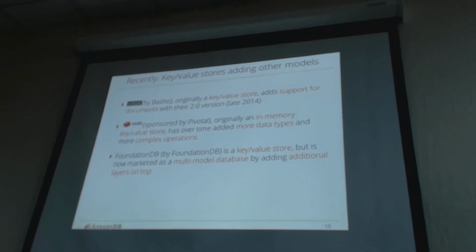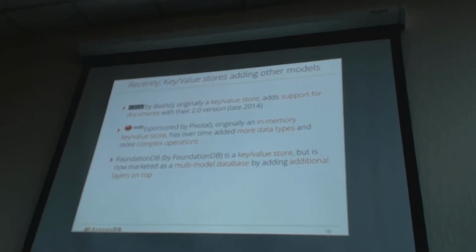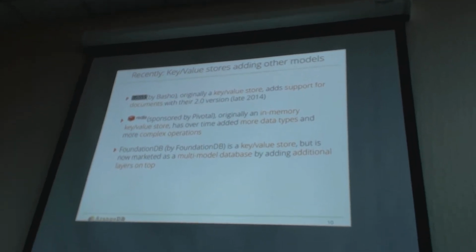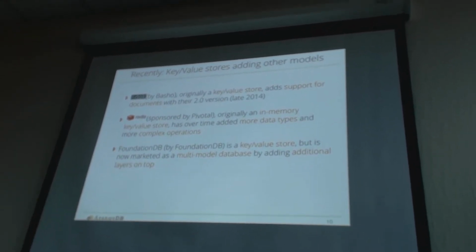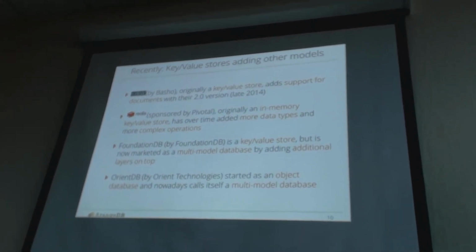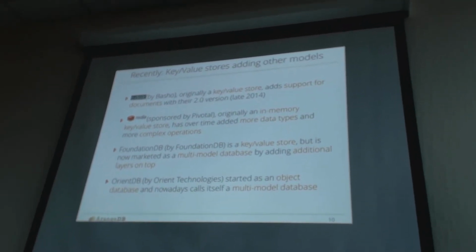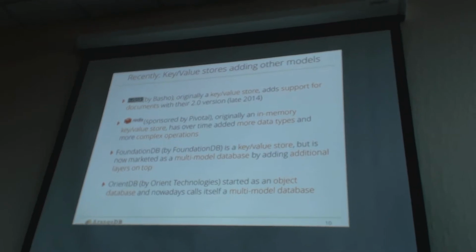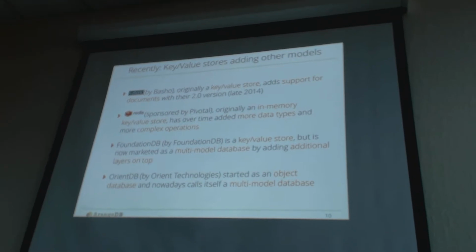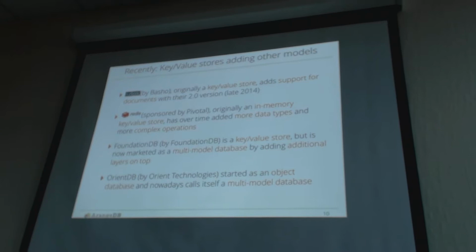FoundationDB is a relatively new player, which is a distributed key-value store, but which does additional layers on top to be able to be used as a SQL engine or whatever kind of data model. And finally, there's products like OrientDB or ArangoDB, who really call themselves multi-model database. Actually, FoundationDB does this already. So, in this sense, I want to make the point that there's a lot of movement in the market which goes towards more flexibility in the NoSQL market.